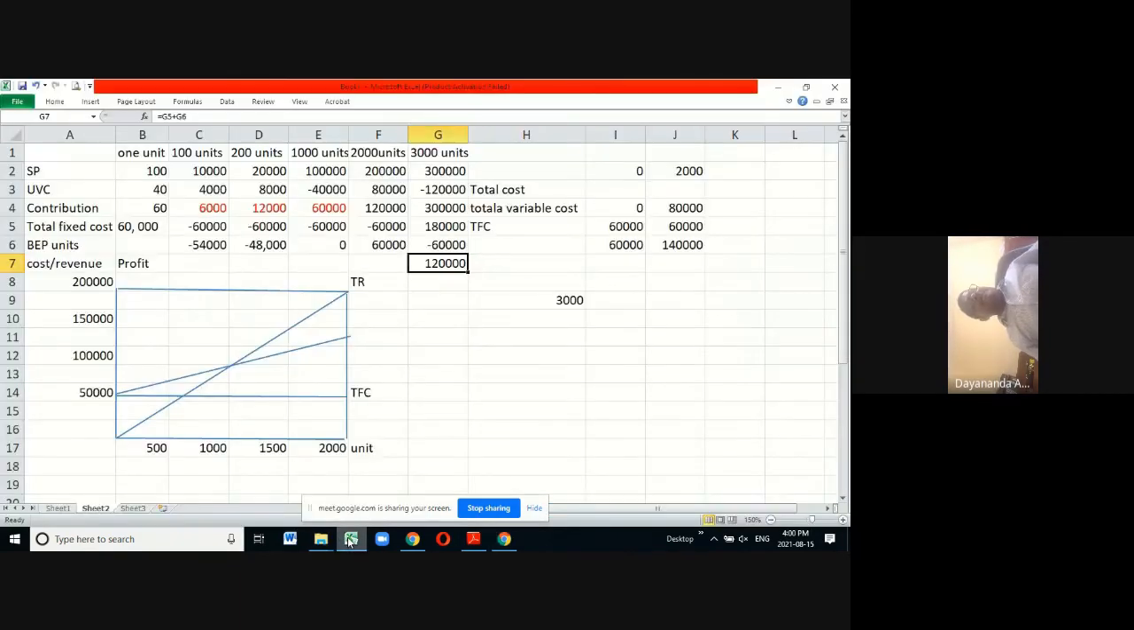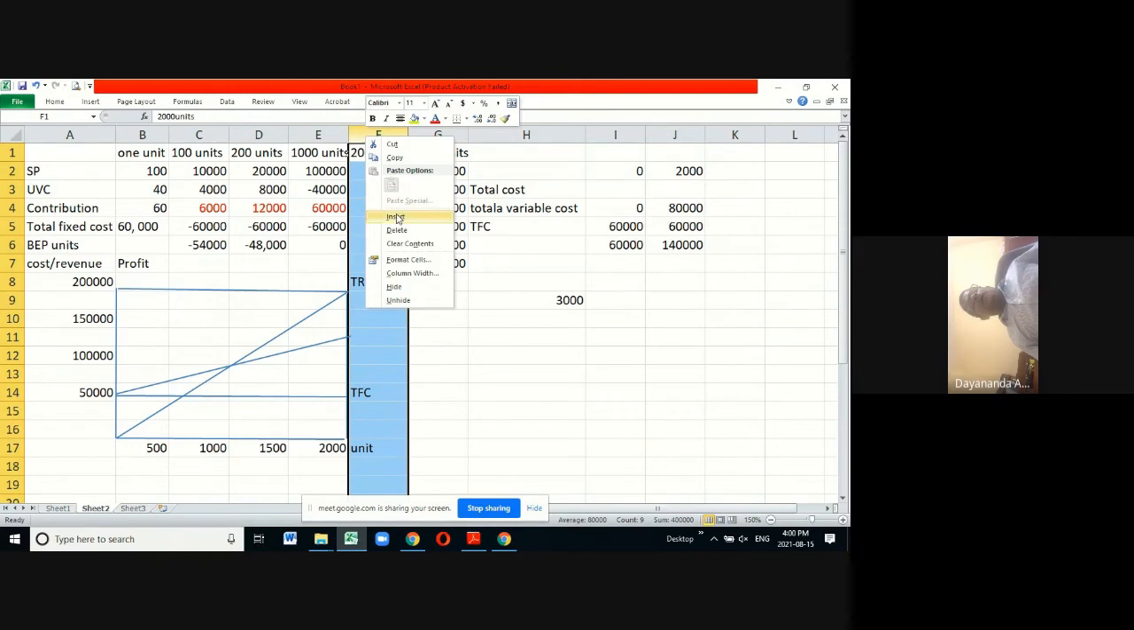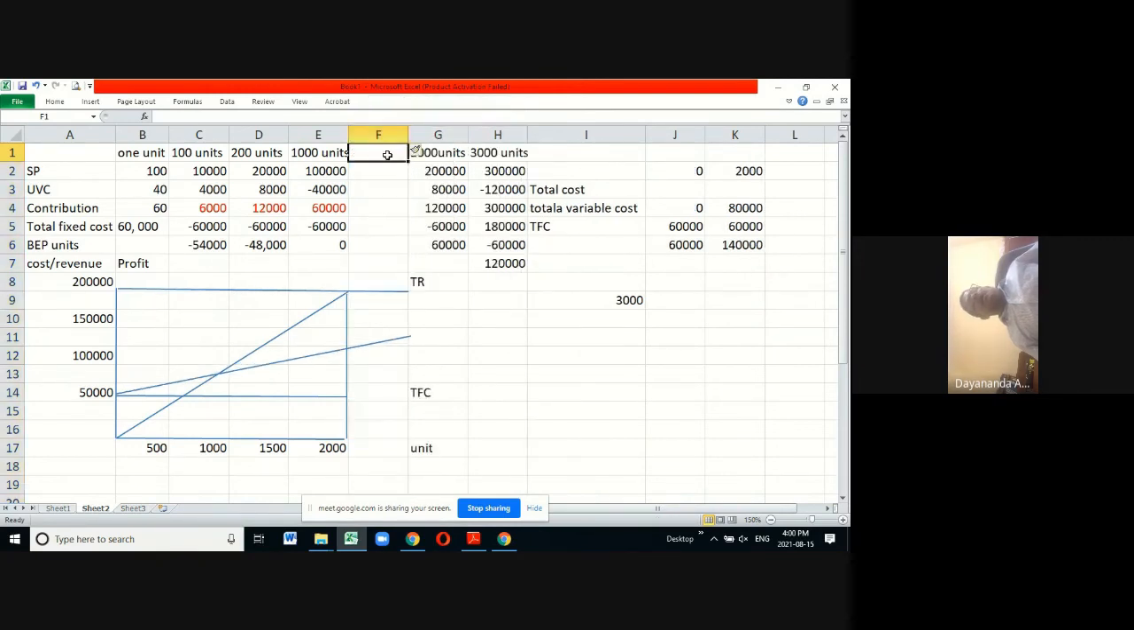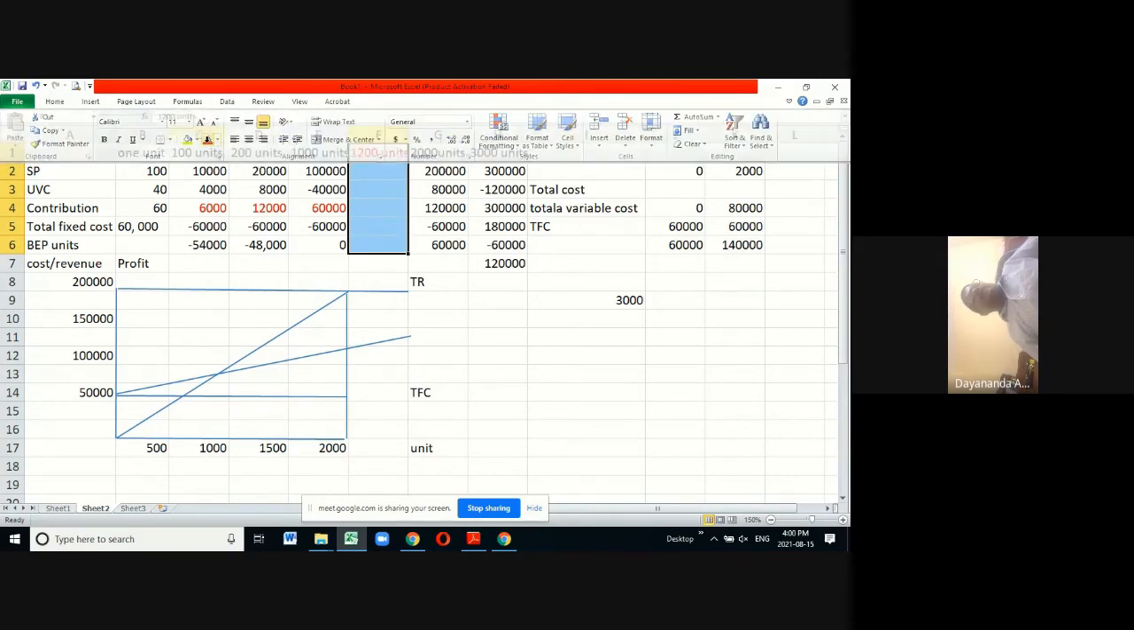Suppose in our example, budgeted sales volume is 1,200. Okay, you got my point. I'm just taking this to communicate one more thing, but I can take even 2,000 units, no problem. Now I put budgeted units in red or whatever different color.